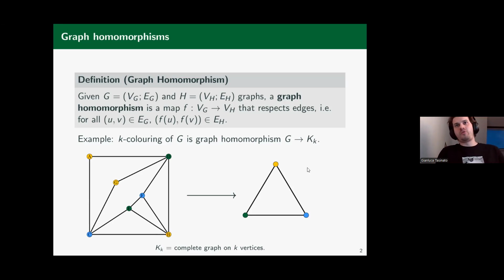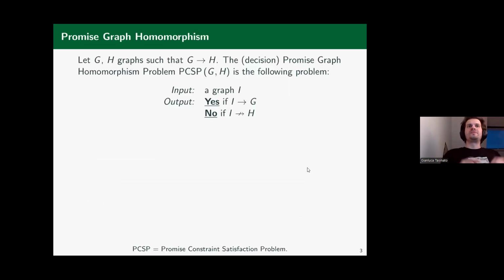In this setup, we can ask a more general version of the approximate graph coloring question that we talked about earlier. That is the promise graph homomorphism problem. It's the following decision problem. In input, you receive a graph I, and you have to answer yes if the graph maps to G, and no if it does not even map to H. So for a given pair of graphs G and H, such that G maps to H.